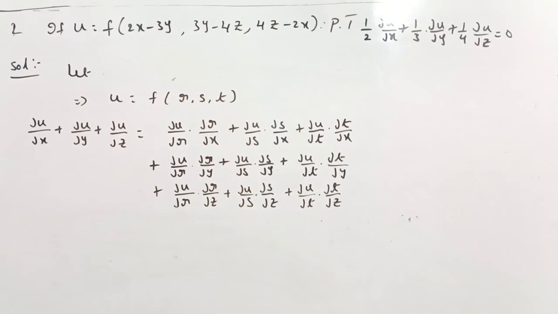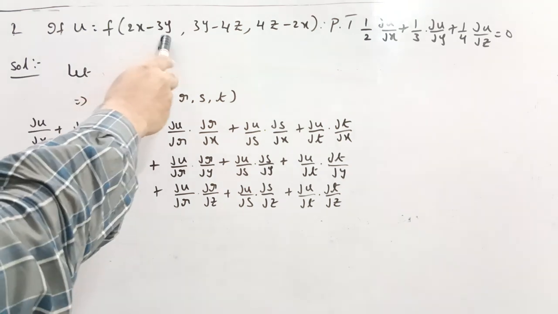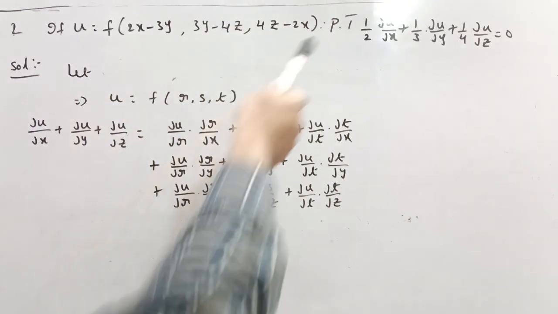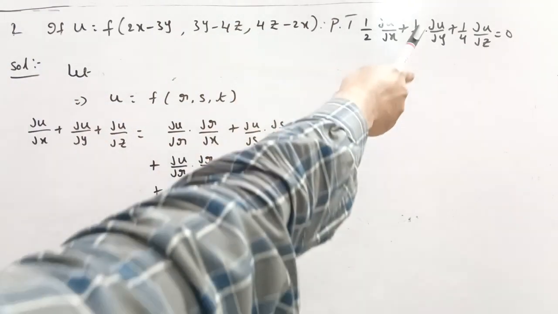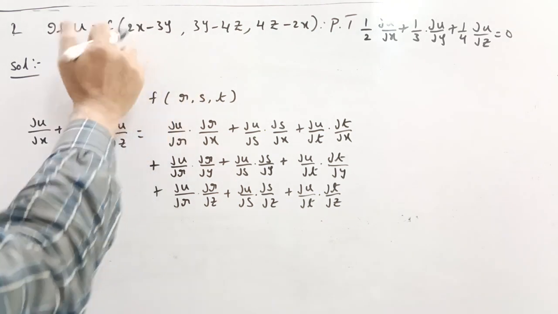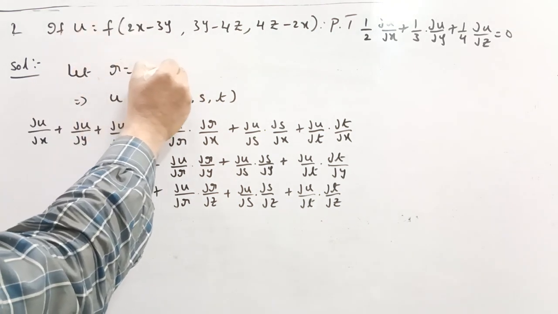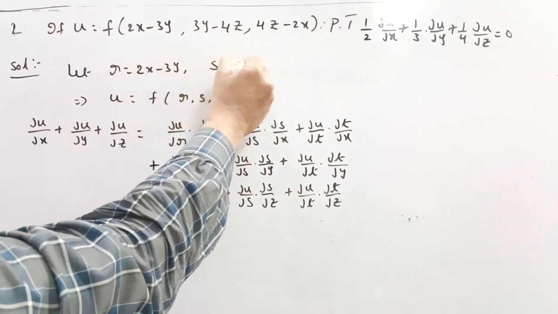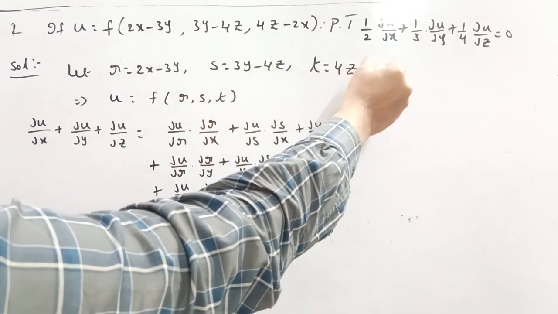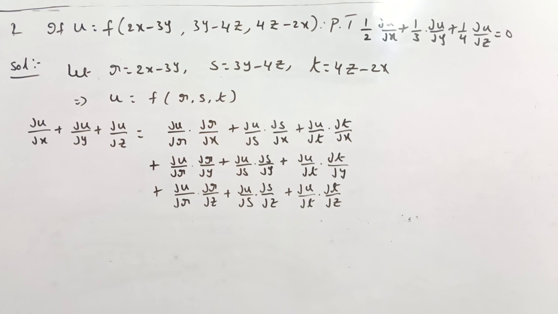Okay, next problem. Problem number 2. See here what he is asking. If u is equal to f of (2x minus 3y, 3y minus 4z, 4z minus 2x), then prove that 1/2 ∂u/∂x plus 1/3 ∂u/∂y plus 1/4 ∂u/∂z is equal to 0. Okay, similar problem like the previous problem only. So what we have to do here, let r is equal to 2x minus 3y and s is equal to 3y minus 4z and t is equal to 4z minus 2x. Okay, I took r, s and t, correct?